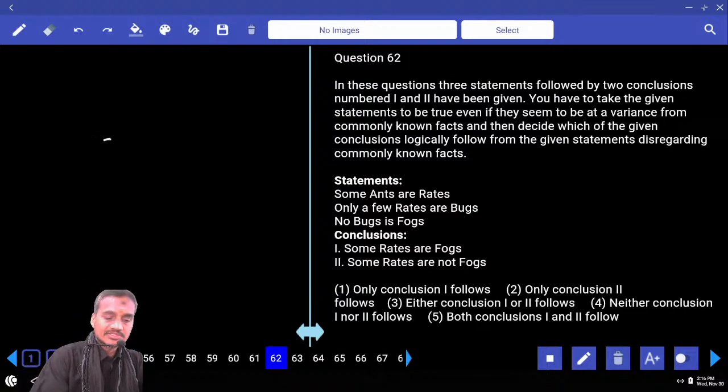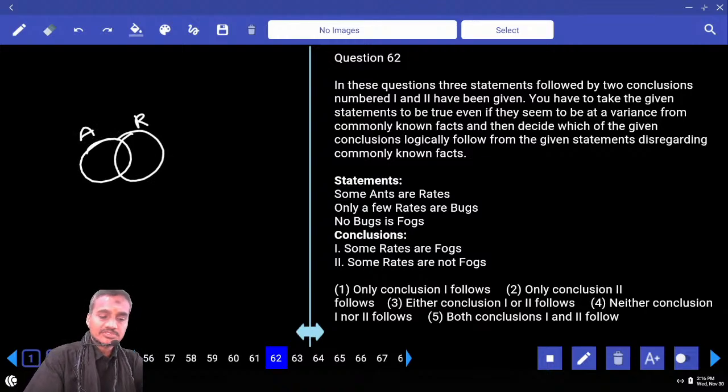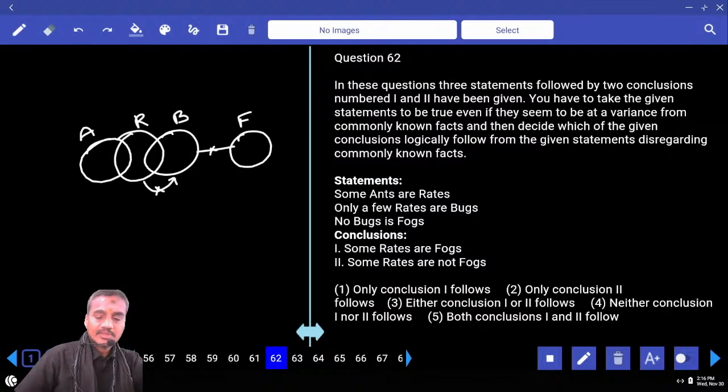Now some ants are rats. These are the ants that are rats, and only a few rats are bugs. Only some of the rats are bugs, but not all. And no bug is fog. No intersection between bug and fog. And first one, some rats are fog. Rat is here, fog is here, no intersection. Some rats are not fog, definitely true.